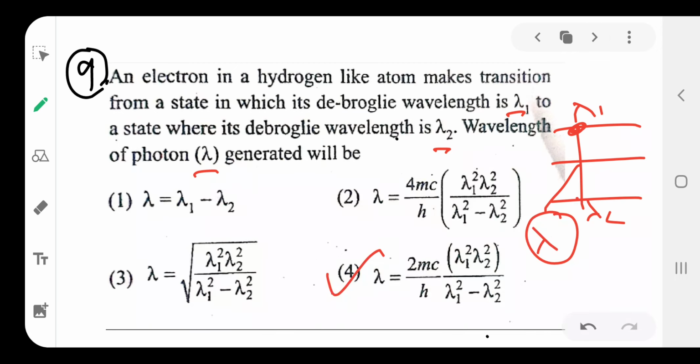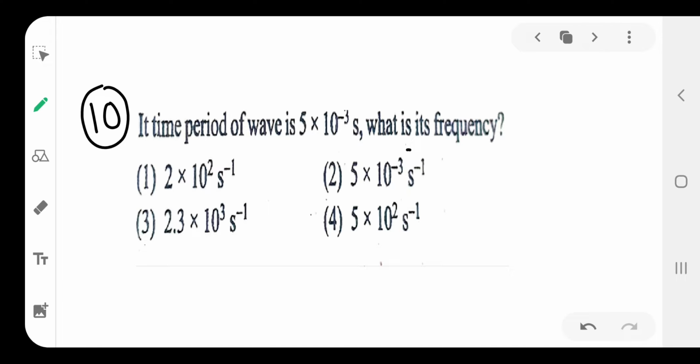Then see question number 10. The time period of a wave is 5 into 10 power minus 3 second. What is its frequency? Given the time period, we have to find out the frequency. Frequency is equal to 1 by T, that is the formula. Then 1 by the time period, 1 by 5 into 10 power minus 3.